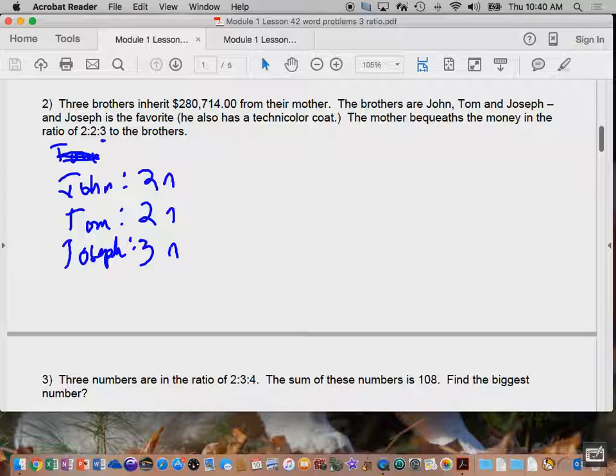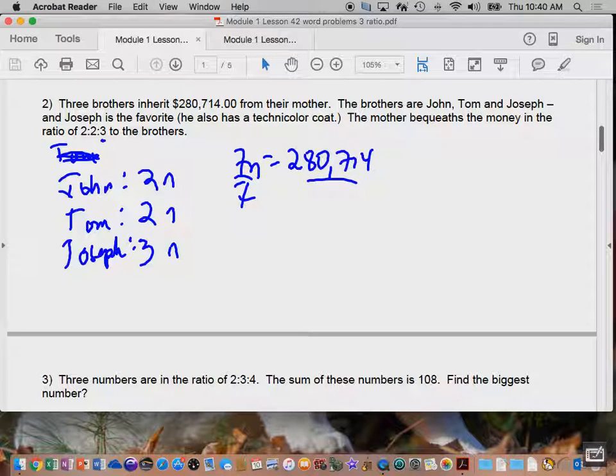Now, since you are bequeathing money, I don't know if you know what this word means. It basically means when you're broke, you give it to your kids. So, it's their inheritance. The mom bequeaths it to them, so if I add up the 3 kids and their parts, each n, that's 7n. It has to equal 280,714.